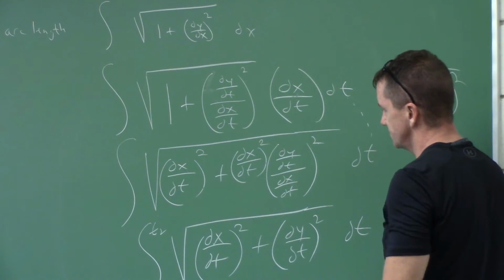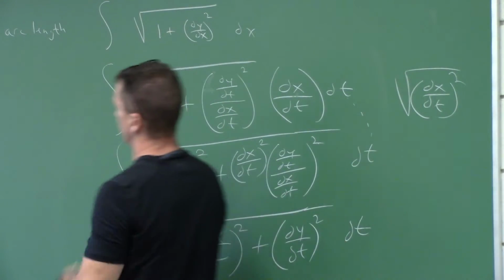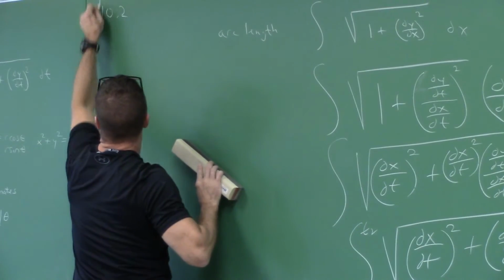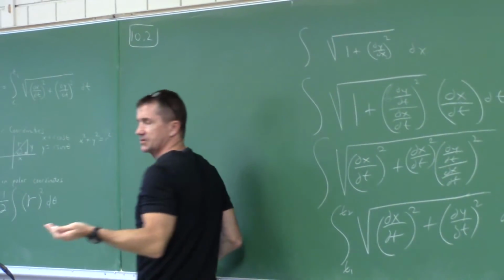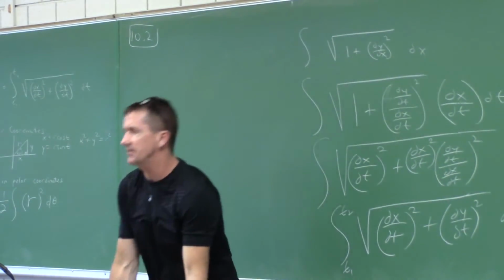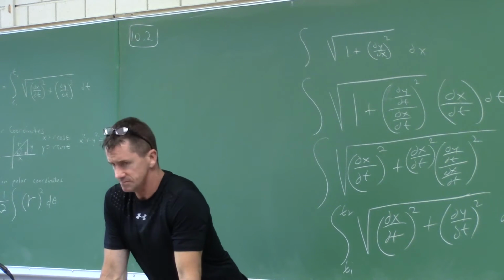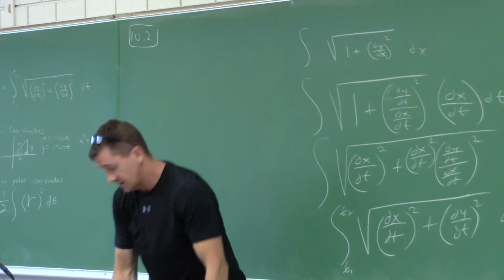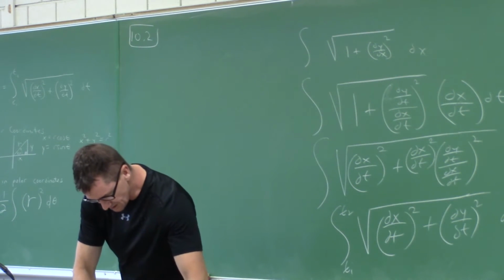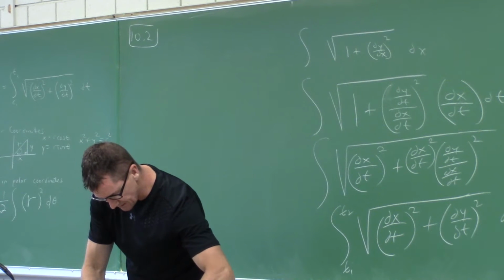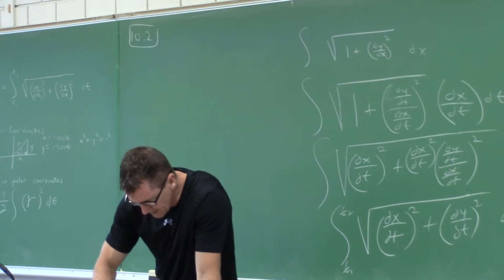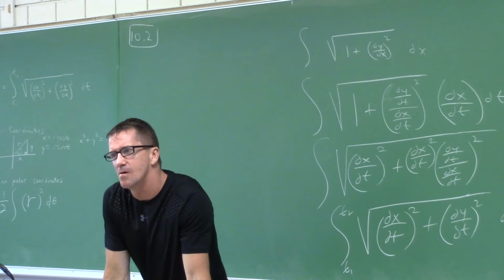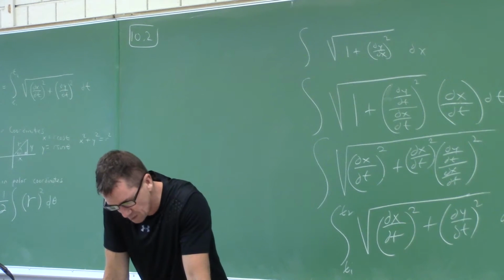Cool. So this formula here is in section 10.2. But let's do a problem. Let's find the length of a curve when it's in parametric form, because in 8.1 we found the length of the curve when it was Cartesian, y equal to x squared. This is like number 41 in section 10.2.